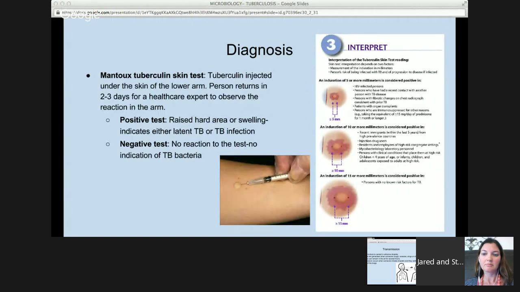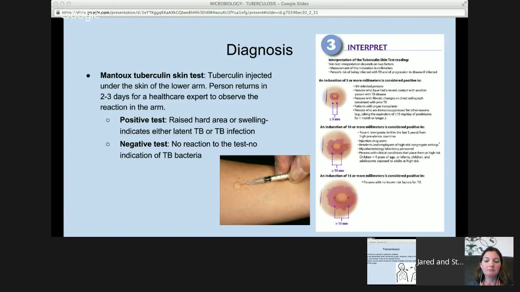The most common form of diagnosis for TB is a Mantoux tuberculin skin test. This is when tuberculin, a sterile protein extract from cultures of tubercle bacillus, is injected underneath the skin in the lower arm, usually on the inside of the forearm, as shown in the picture below. A positive test, meaning that either latent TB or TB infection is present, is shown by the area injected as raised, hard, or swollen with redness.